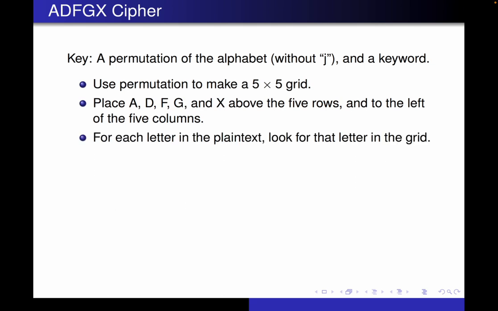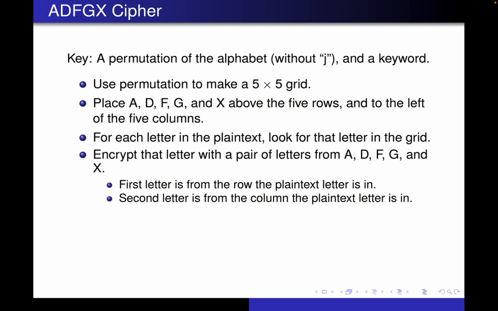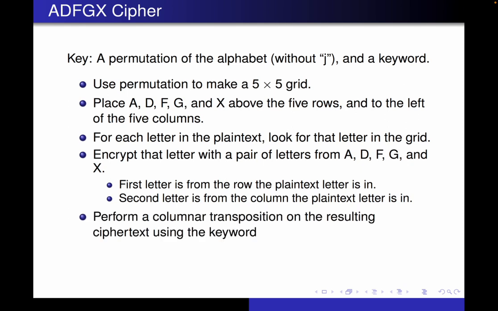For each letter in the plaintext, we're going to look for that letter within the grid, and then we're going to encrypt that letter with a pair of letters from A, D, F, G, and X as follows. The first letter is going to be from the row that the plaintext letter is in. So you look at what row it is in, you look for the A, D, F, G, or X that's across from it horizontally. The second letter is going to be from the same column that that plaintext letter is in. Again, A, D, F, G, or X, depending, that is in that same column. And then once you have all those letters, we're going to perform a columnar transposition on the resulting ciphertext using the keyword.